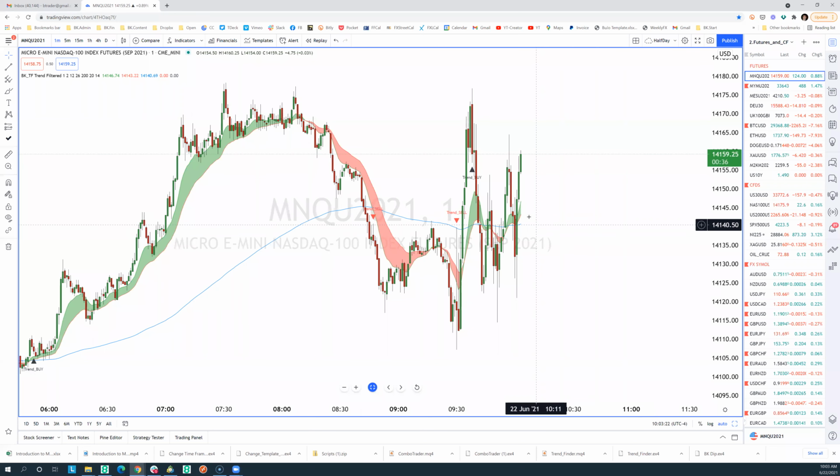So we'll have to wait. We'll see if a trend buy signal develops. I thought this would have been, I guess maybe this wasn't trend.